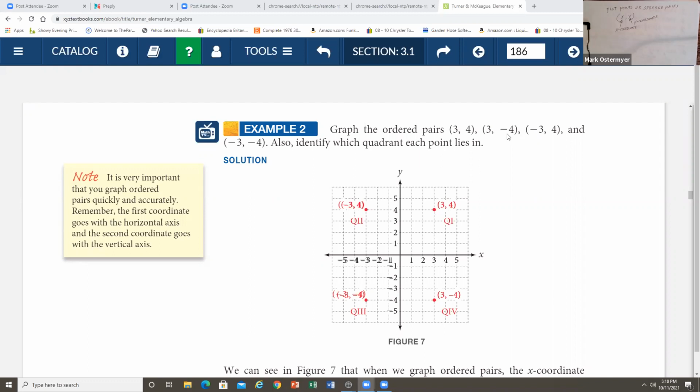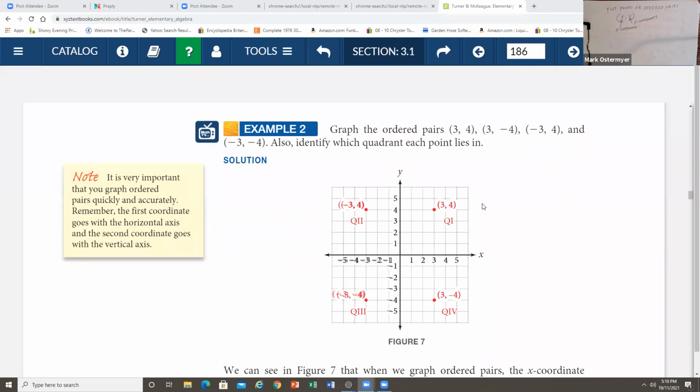Plotting the point 3, -4, we start at the origin. My x coordinate is positive 3. My y coordinate is -4. So starting at the origin, I move 3 to the right on the x-axis, and then I move down 4 units parallel to the y-axis. So start at the origin, 3 to the right, 1, 2, 3, right there. And then we have to move down 4 units, -1, -2, -3, -4. So there is the point 3, -4. It lies in the 4th quadrant.